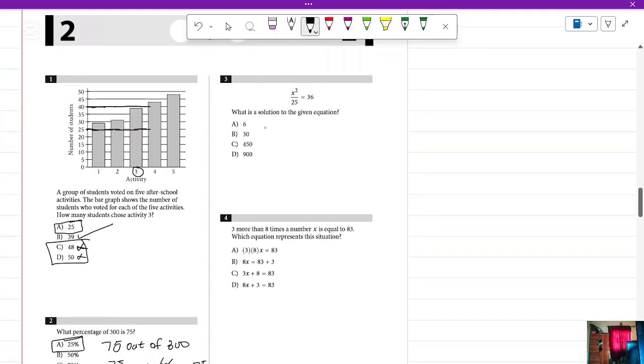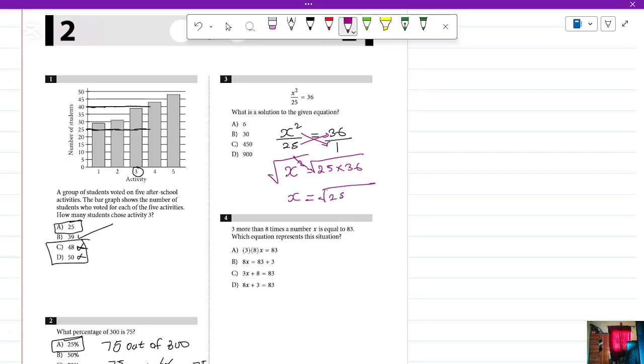Now let's look at the second one. They said, what is a solution to the given equation? This is an SAT question, so there are things that we need to do and we need to study. So x squared over 25 equal to 36. So I told you earlier that once you have equations that have equality at the center and it is a fraction, you cross multiply. So this is going to be x squared equal to 25 times 36. So if I square root both sides now, that will be x equal to the square root of 25 times 36.